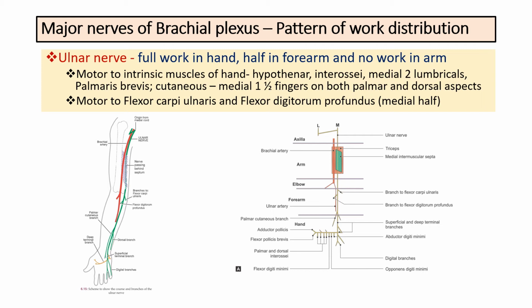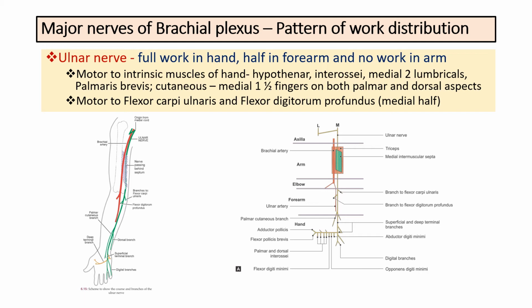If you see it, it is having full work in the hand, that is, it is supplying the intrinsic muscles of hand, the hypothenar muscles, all the interossei, the medial two lumbricals, then the palmaris brevis. It's giving branches. So it is doing full work in the hand, though there are cutaneous branches for the medial 1.5 fingers on both the palmar and dorsal aspects also.